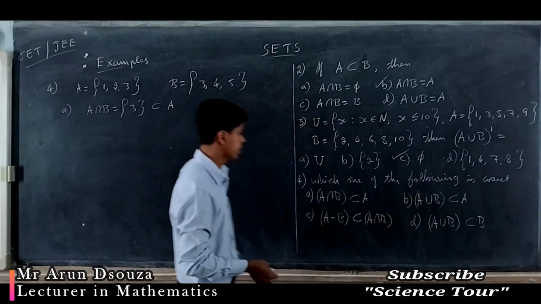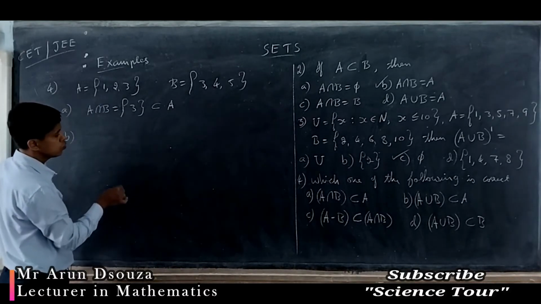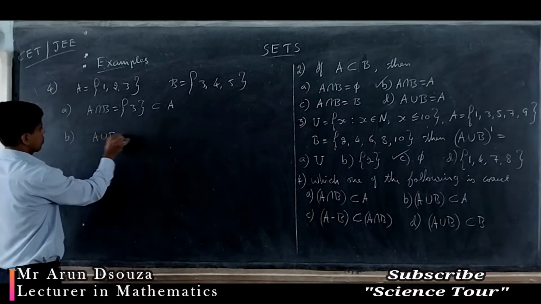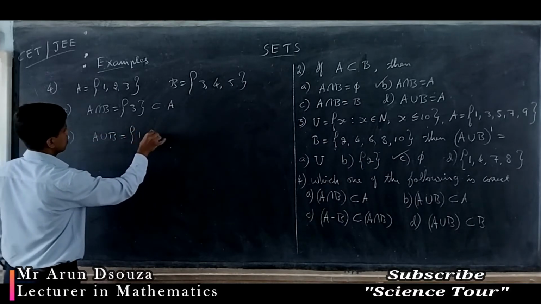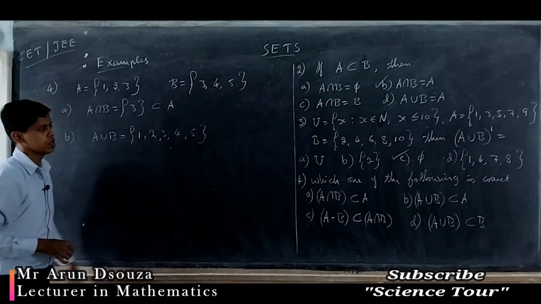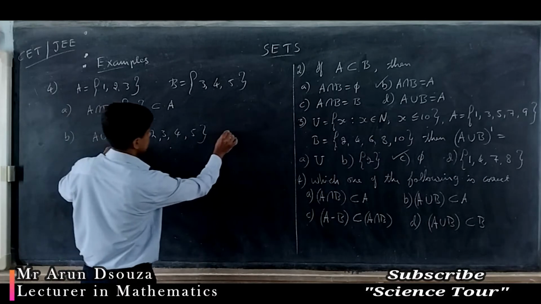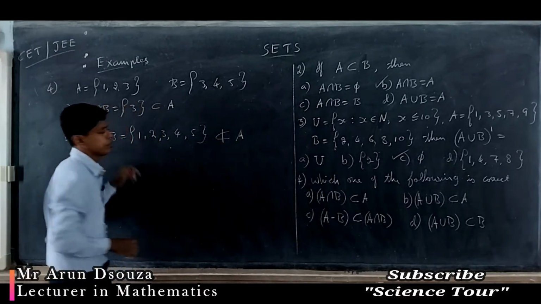Let us go for the second. What about the second option, A union B? What is A union B? 1, 2, 3, 4, 5. So, this is A union B. Is it a subset of A? No, A is a subset of this. Now, this is not a subset of A.